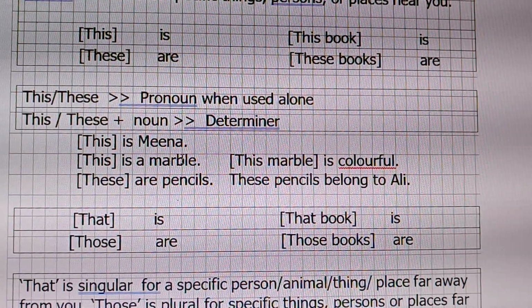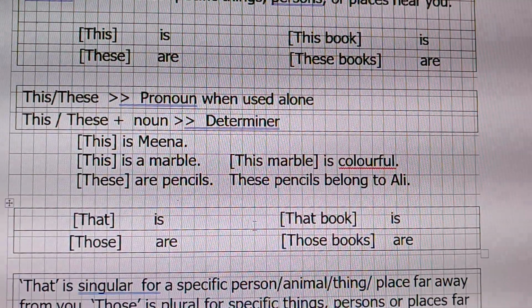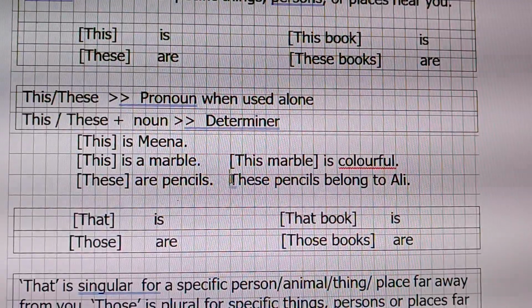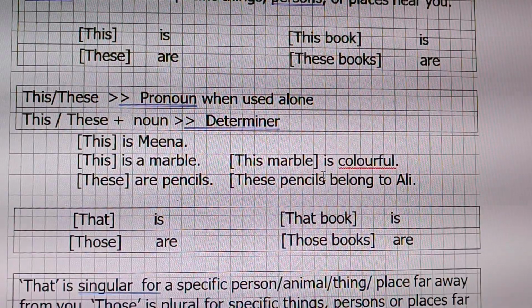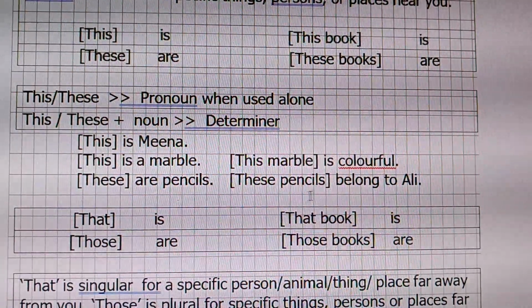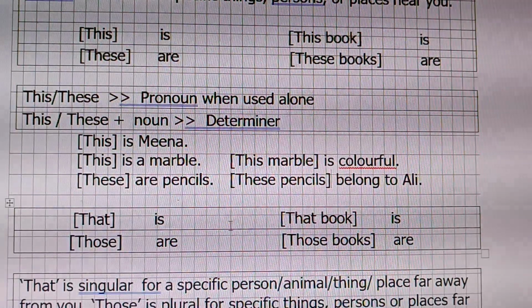This is Mina. This is a marble. Pronoun. This marble is colorful. So this has become a determiner. These are pictures. Pronoun. These pictures belong to Ali. This pencil, these are pencils. These pencils belong to Ali. Right? This pencil: this has become a determiner.